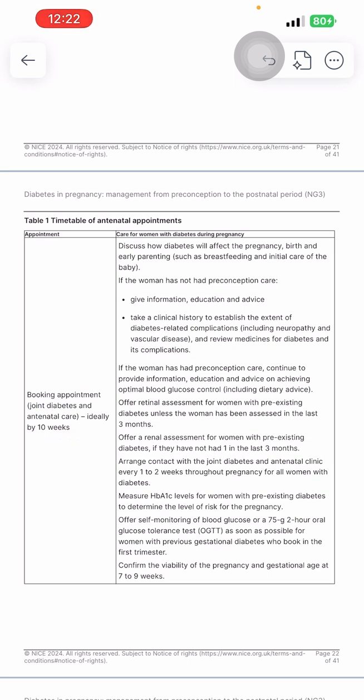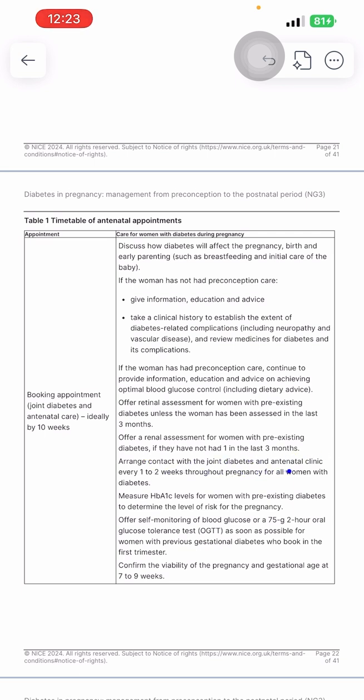Usually at 10 weeks, you will discuss how diabetes will affect the pregnancy, birth, and early parenting, such as breastfeeding and initial care of the baby. If the woman has not had preconceptional care, give information, education, and advice. Take a clinical history to establish the extent of diabetes-related complications, including neuropathy and vascular disease, and review medicines for diabetes and its complications. If the woman had preconception care, continue to provide information, advice, and support to achieve optimal blood glucose control. Offer retinal assessment to women with pre-existing diabetes unless assessed in the last 3 months. Offer a renal assessment for women with pre-existing diabetes if they have not had one in the last 3 months.